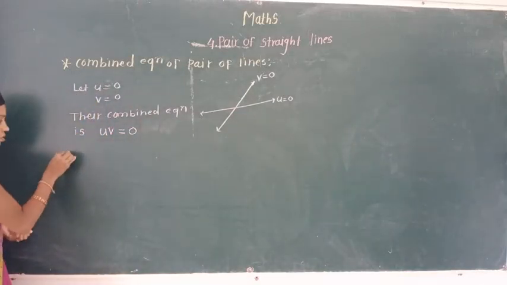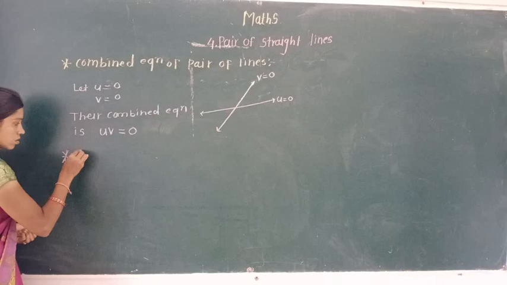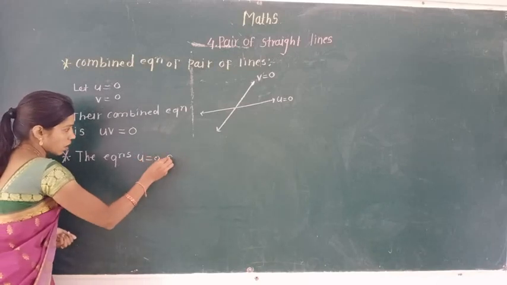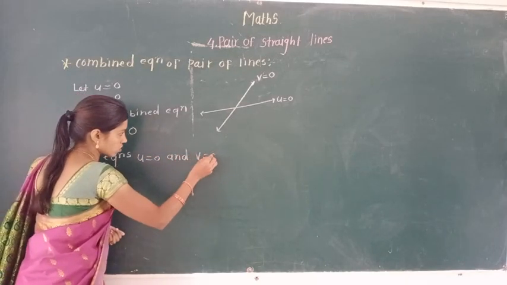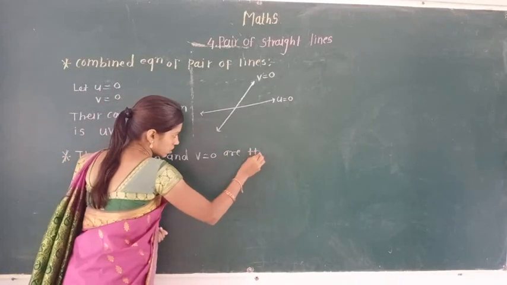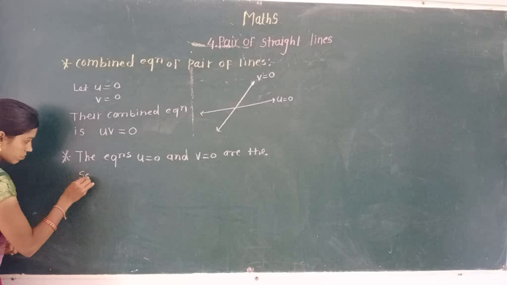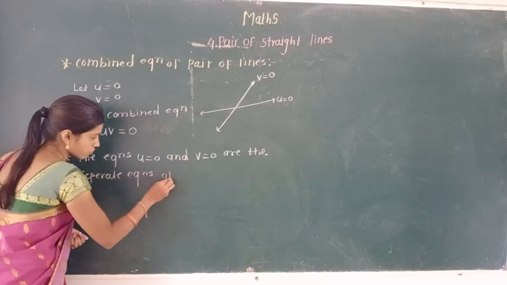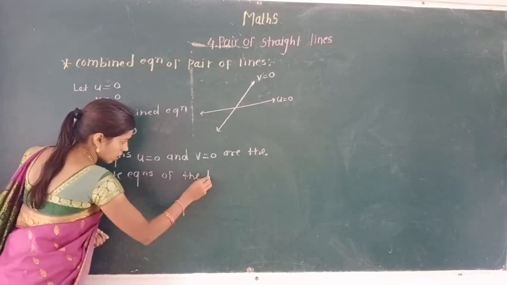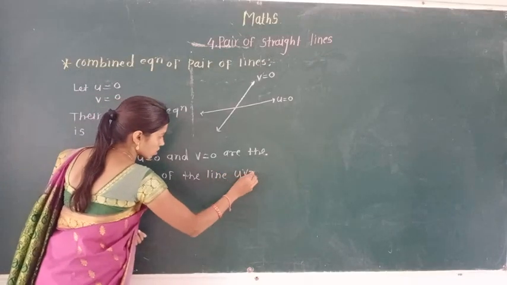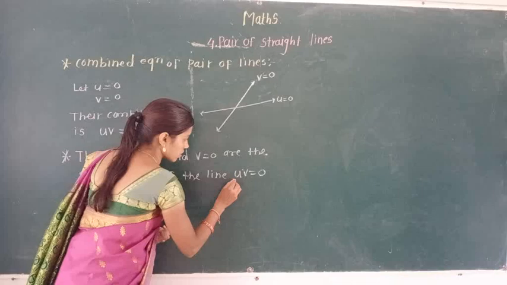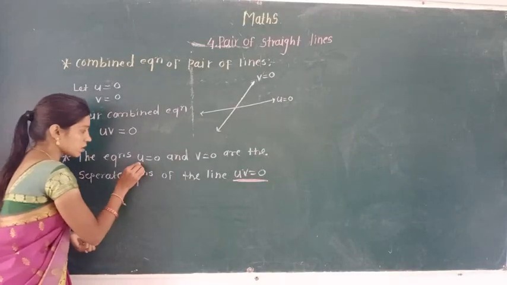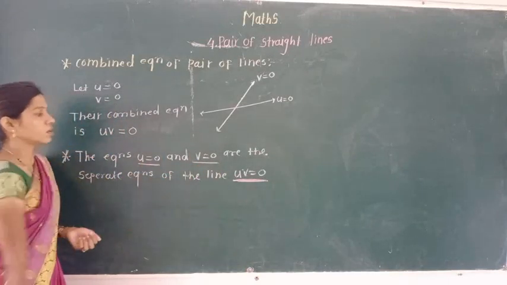Now, the equations u equal to 0 and v equal to 0 are the separate equations of the lines. See here, uv equal to 0 is the combined equation of two lines, and their separate equations we can write as u equal to 0 and v equal to 0.